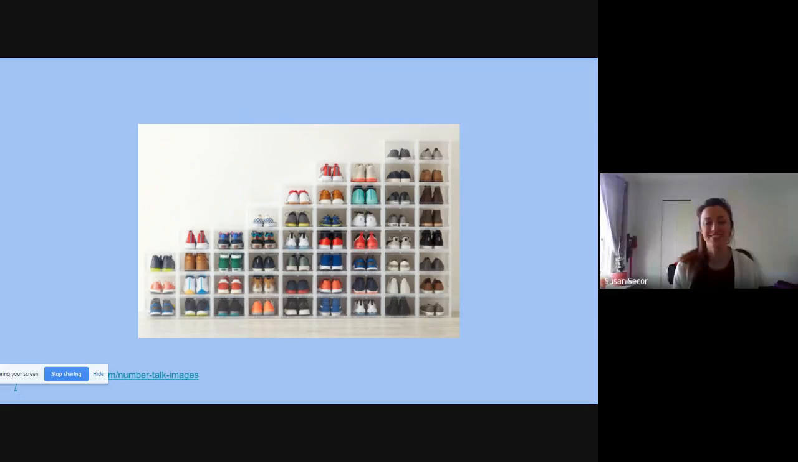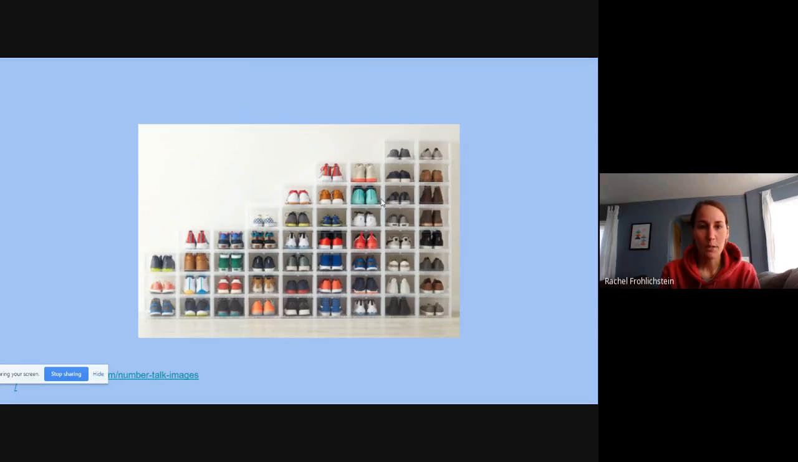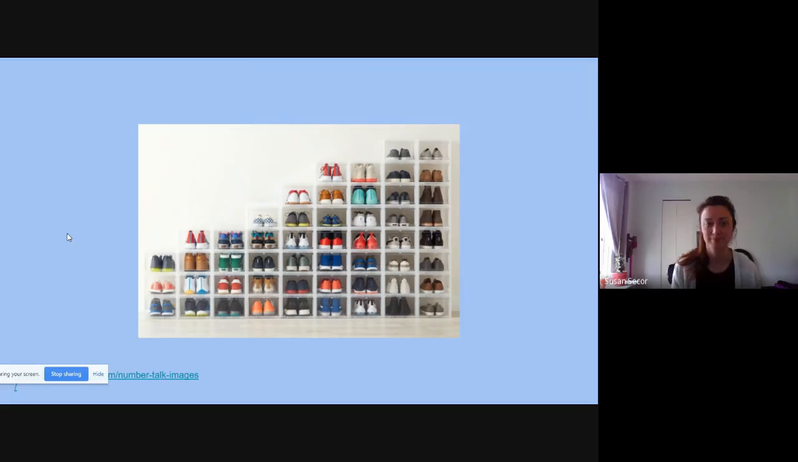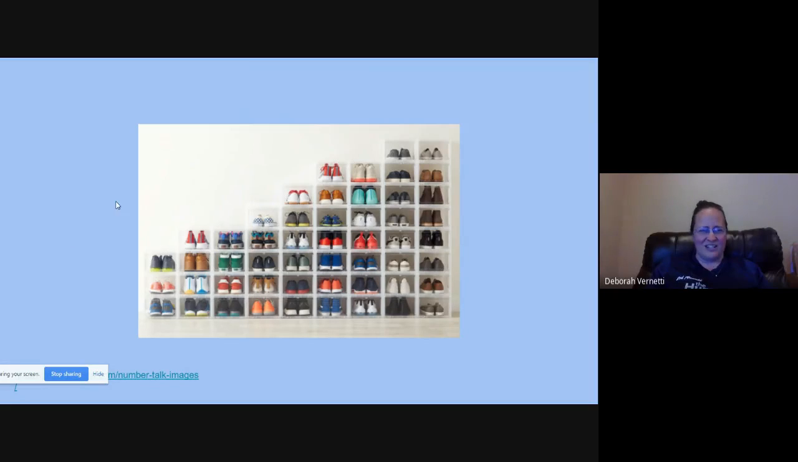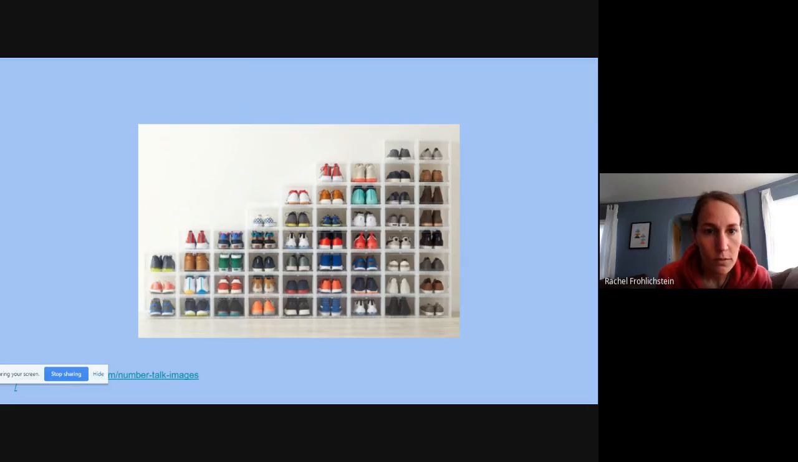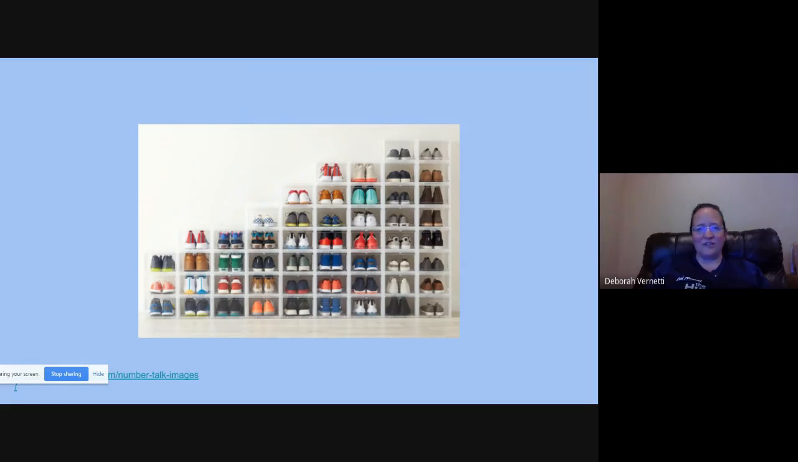I noticed there's an increase in the number of shoes as the picture moves to the right. Yeah, it almost looks like shoes in cubbies under a staircase or something. You're right, because it's making a stair step pattern. I like it. Are there any missing shoes? Don't think so. They're all there. That's a good thing.